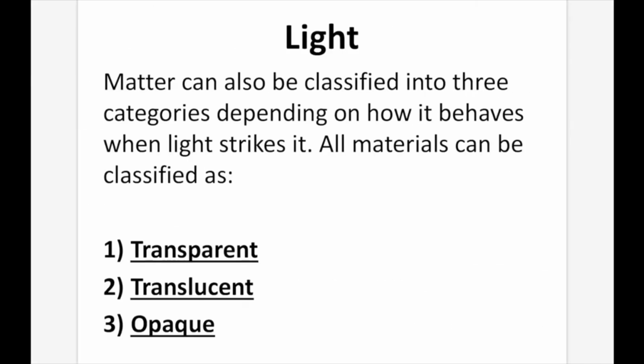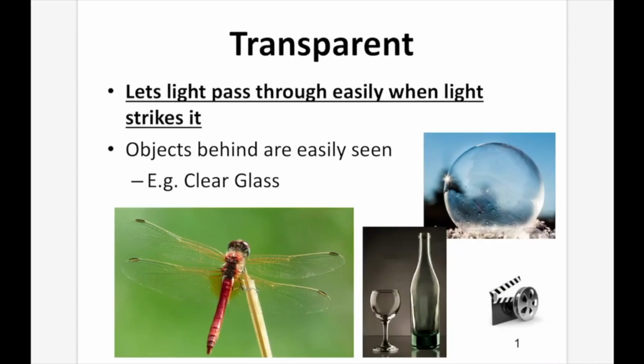Light. Matter can also be classified into three categories depending on how it behaves when light strikes it. All material can either be classified as transparent, translucent, or opaque. A transparent material is a material that lets light pass through easily when light strikes it. Objects behind are easily seen. For instance, clear glass. We've got this ice bubble here, and we have the dragonfly wings right there.